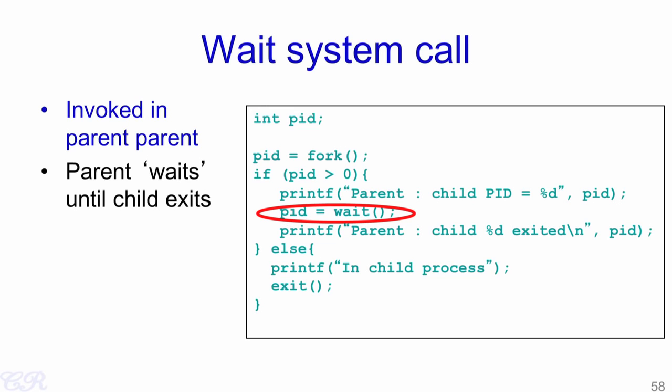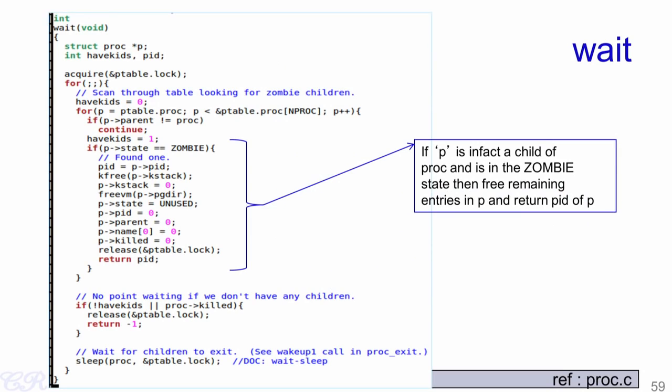Now, we will see the internals of the wait system call. So, this is the implementation of the wait system call in the XV6 operating system. This listing is obtained from the proc.c file of the XV6 source code. Essentially, you would see that it has an infinite loop, that is for(;;), which starts over here and ends at this point.